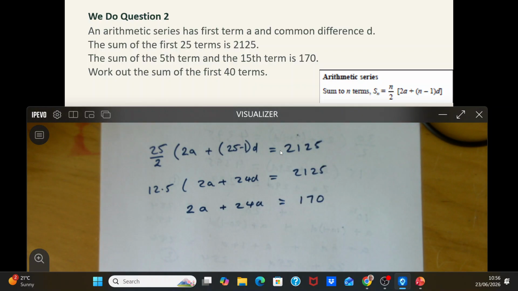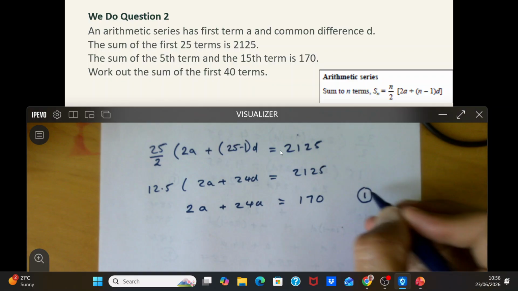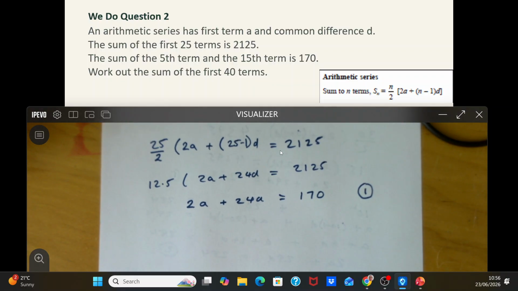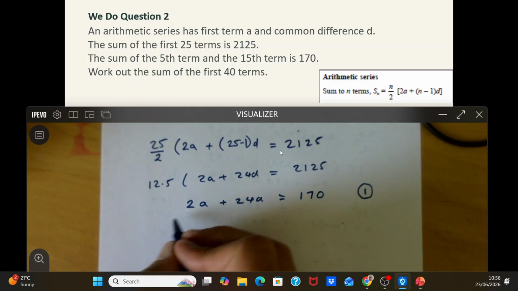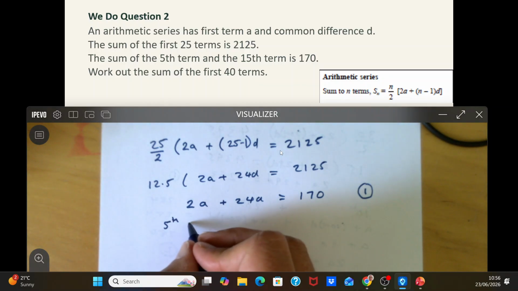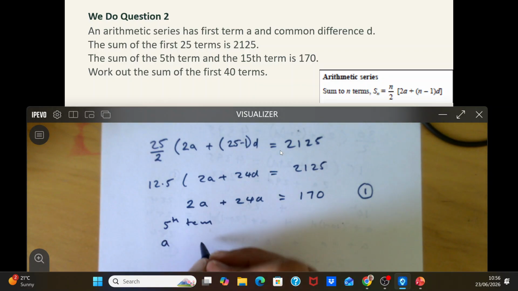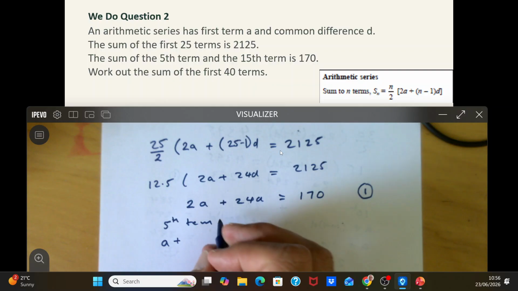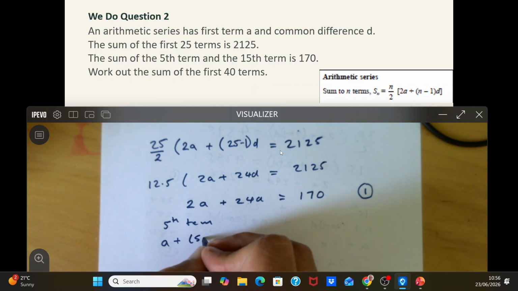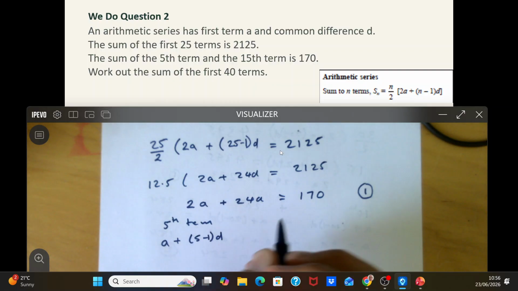Hopefully you've got that. Now we need to form up the second equation. We've labelled that one, so how are we going to use the second one? Well, we know the fifth term. So how do we write the fifth term out? Well, the first term is a, and how many differences are there? Well, it's 5 minus 1 times d.